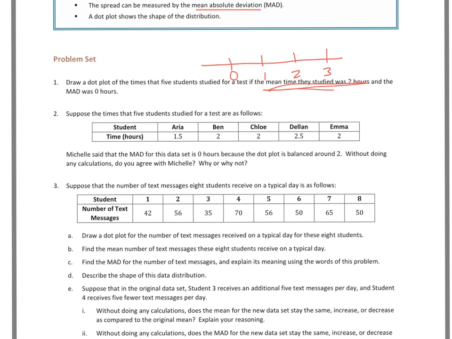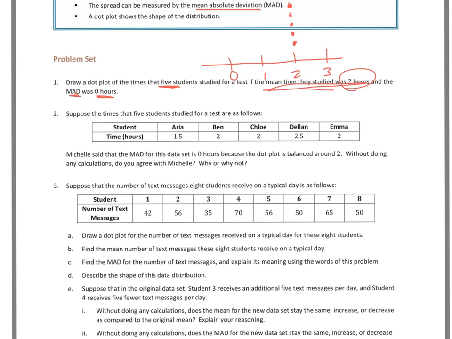And if the mean absolute deviation was 0, it means none of the values were not 2, because there's no variability, meaning all of them are the exact same. Because if any of them had a difference, then my mean absolute deviation would be higher than 0. So anytime you have a mean absolute deviation of 0, it means the value of all of the points are the exact same. It's at the mean. So that's why I can draw 5 of them directly over 2, because that was the mean and there was 0 variability.